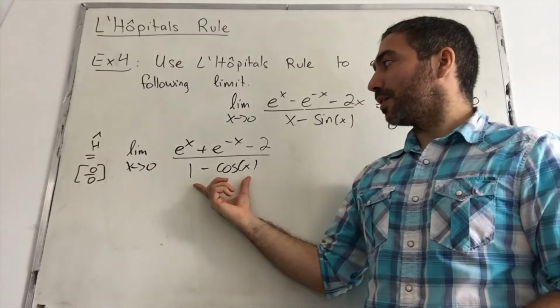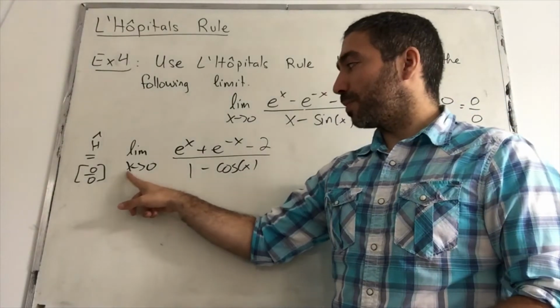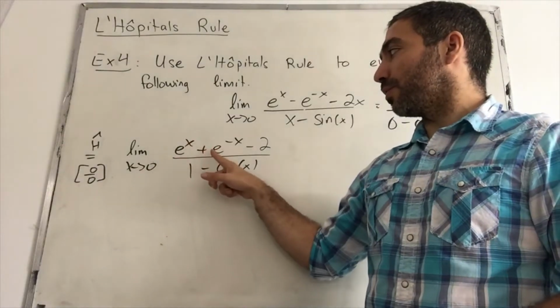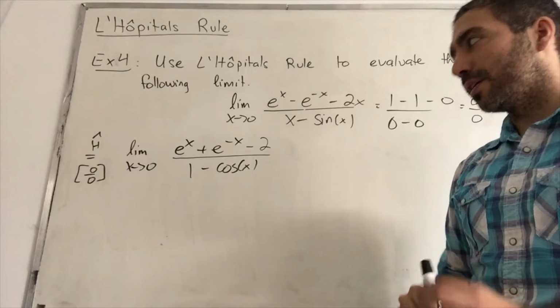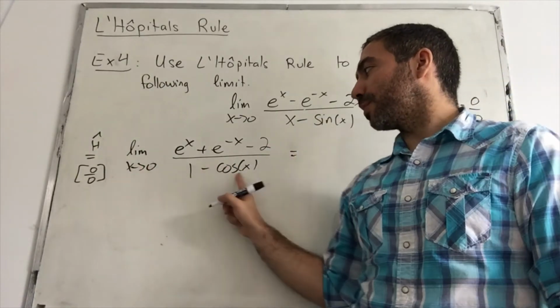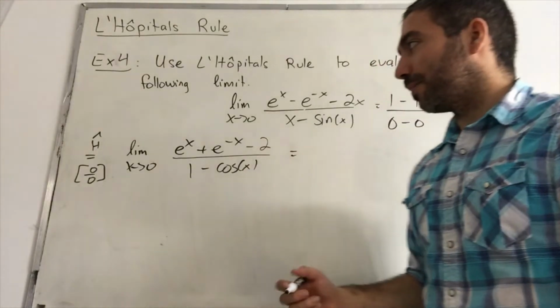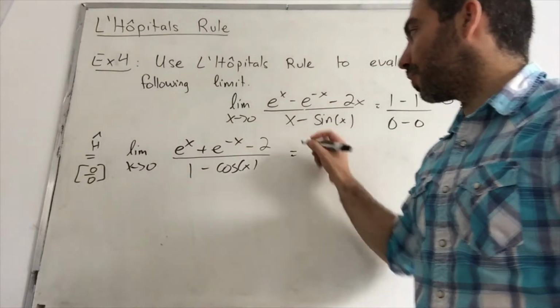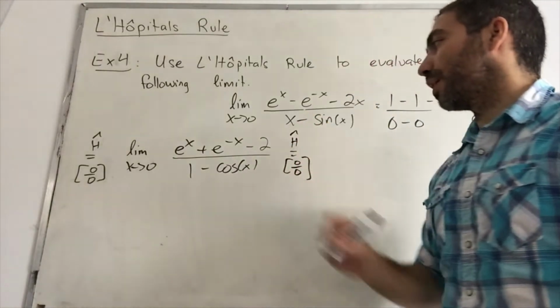So now we have this limit that we have to deal with. Let's evaluate the limit. We substitute x with 0, so e to the 0 is 1, e to the negative 0 is 1, so 1 plus 1 is 2, minus 2 is 0. So we have 0 on top, and on the bottom, if we substitute x with 0, we get 1 minus 1, which is 0. So we have to apply L'Hopital's rule once more, with the indeterminate form 0 over 0 once again.